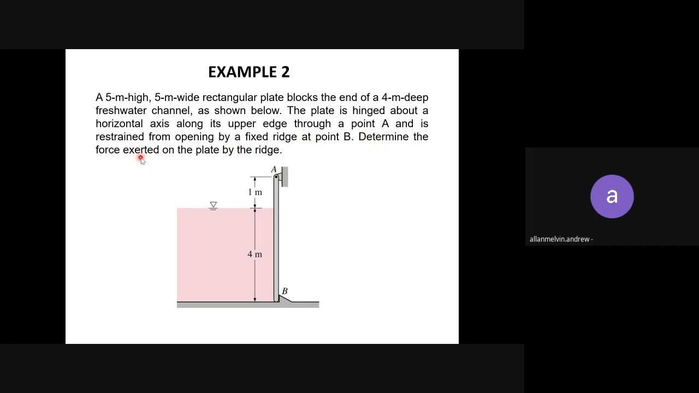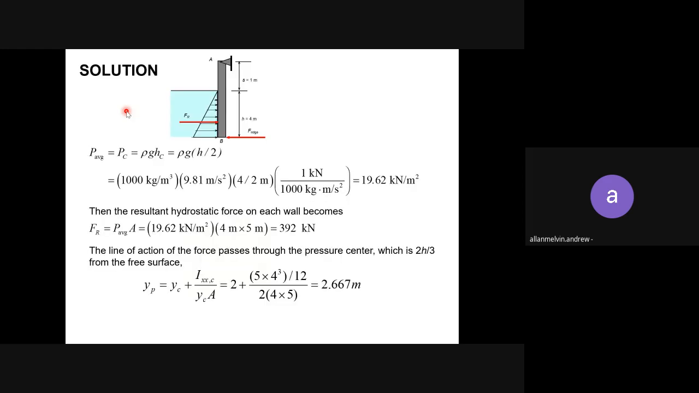Okay, so determine the force exerted on the plate by the ridge. So they ask to find what is the force here, the force experienced. Okay, so this is the question. There is some important information like 5 meter height, 5 meter width, 4 meter water level, and fresh water. So all this, please write it down first, before you answer the question. Okay, so we go to the solution.